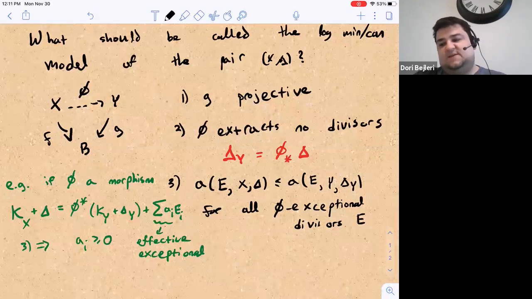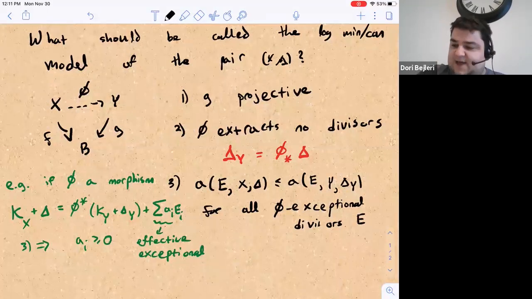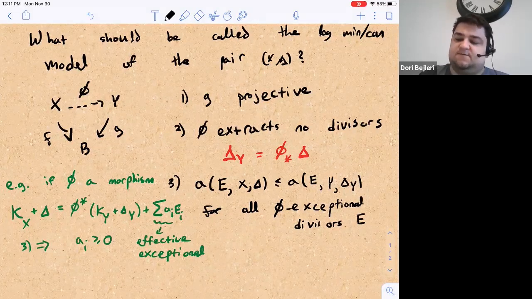And similarly, if phi is an extremal contraction, and we have some divisor whose center is in the exceptional locus of phi, then again we have the same thing, that the discrepancies have to get strictly bigger, because we actually have an exceptional term, a non-zero exceptional term in this sum. We can't just have coefficient 0, but again by the negativity lemma.